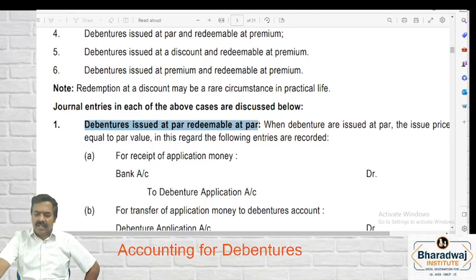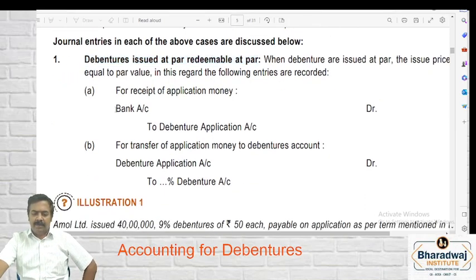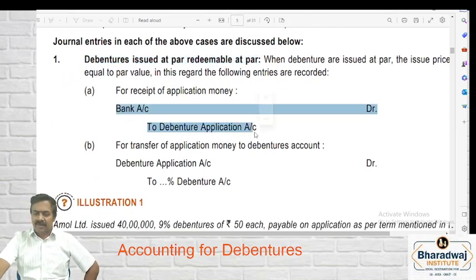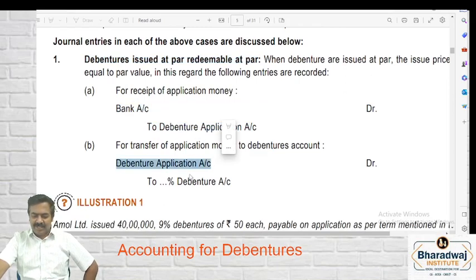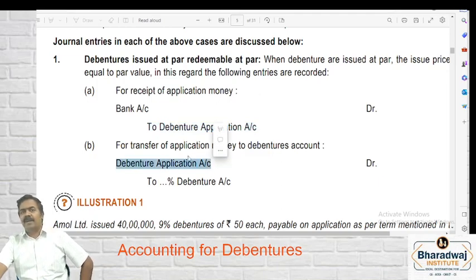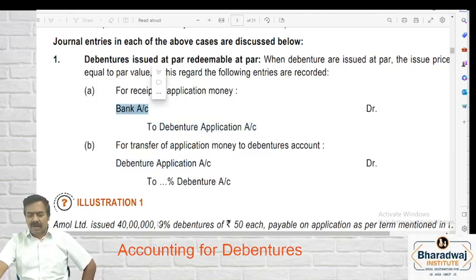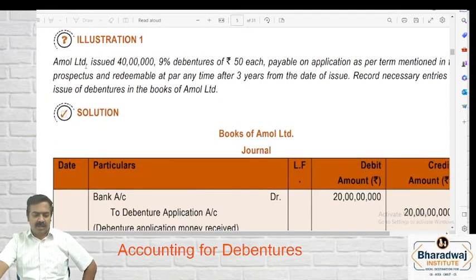Debentures issued at par, redeemable at par. What is the entry we'll pass? Bank account debit to debenture application account. Then debenture application to debenture account. See, instead of crediting application and debiting application, directly I passed entry. What is the entry I passed? Bank account debit to which account? Debentures account. Look at illustration number 1.